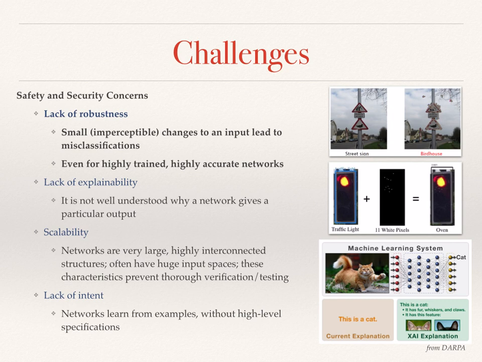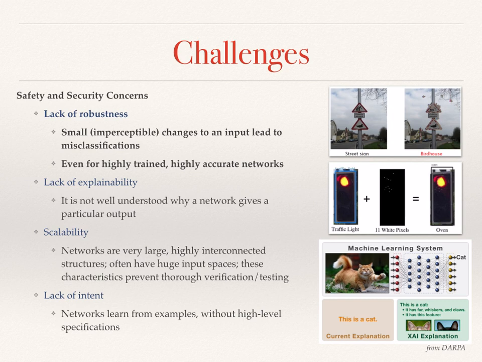Another problem that is also well known and well studied in the literature is the lack of explainability. Neural networks are essentially black boxes, and it is not well understood why a network gives a particular output. And this is a problem for certifying such systems, since it would be difficult, for instance, in the case of an accident, to place a blame on a decision from the neural networks.